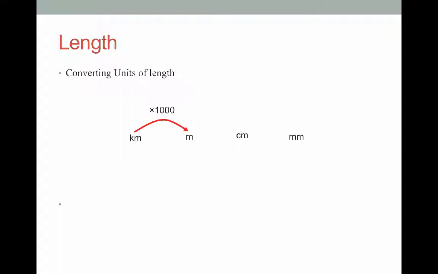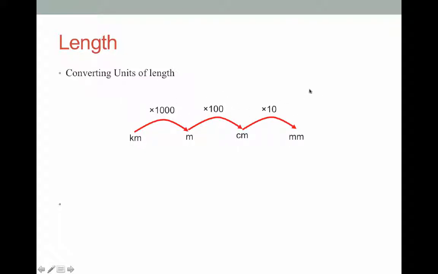If we want to change kilometers into meters, we need to multiply by 1,000 because there are 1,000 meters in a kilometer. If we want to change meters into centimeters, we want to multiply by 100. And if we want to change centimeters into millimeters, we multiply by 10. They go down in descending order: 1,000, 100, and 10.